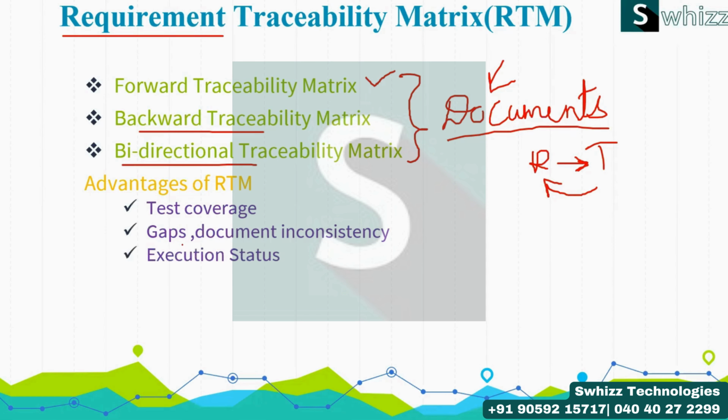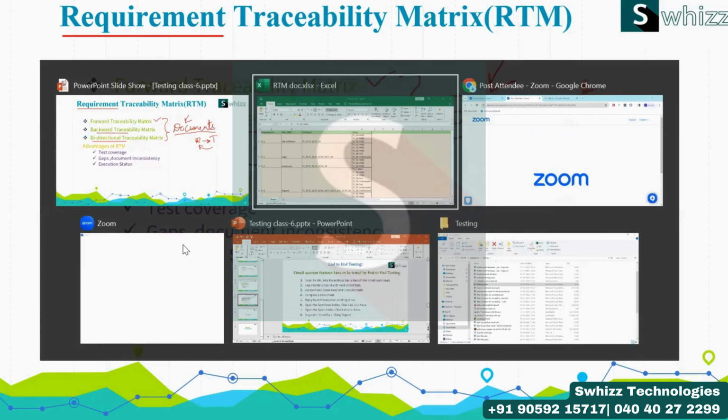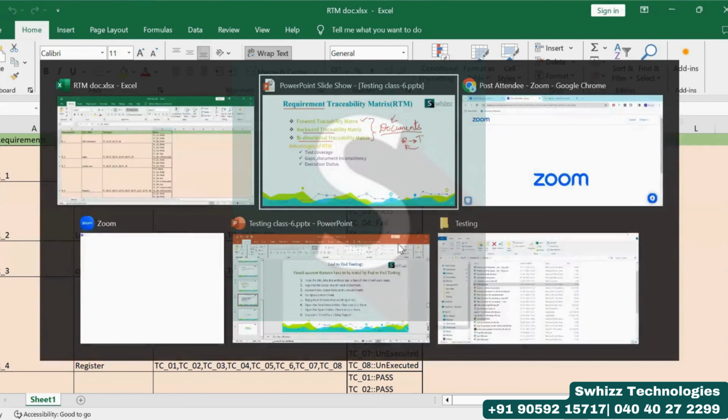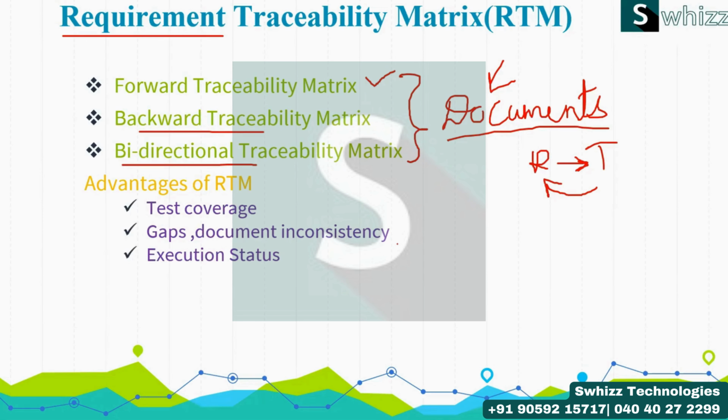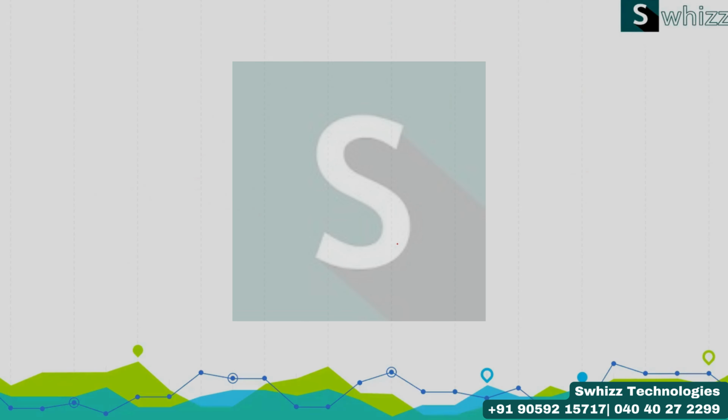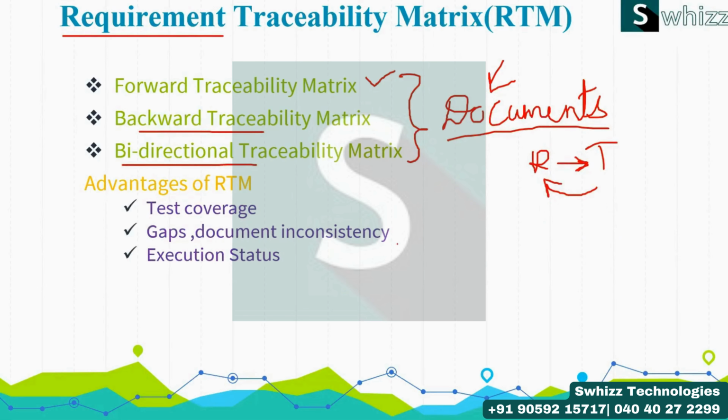And execution status also you can see for every respective requirement: how many test cases are written, and how many got executed as pass, fail or unexecuted. These things you can also come to know by using this requirement traceability matrix. So these are the advantages of the RTM document.